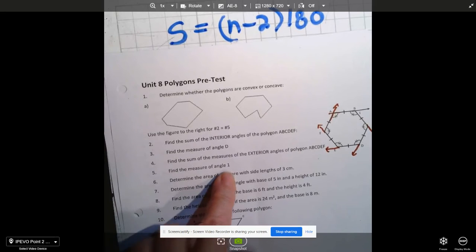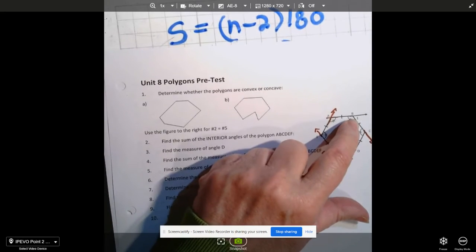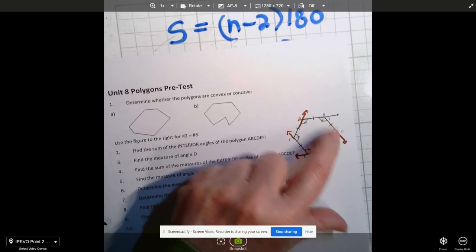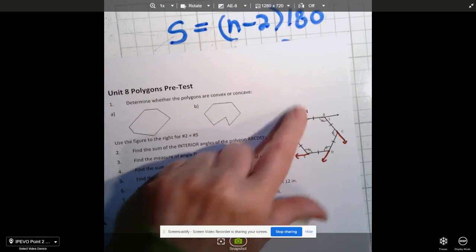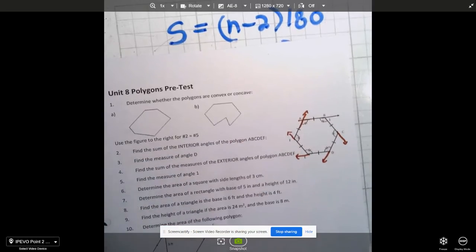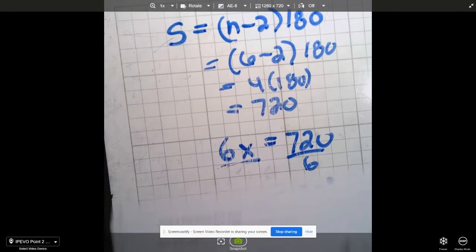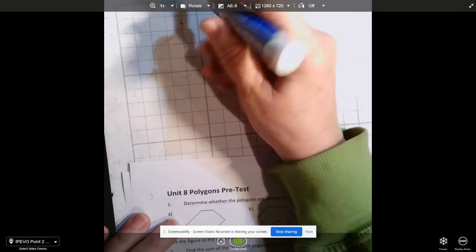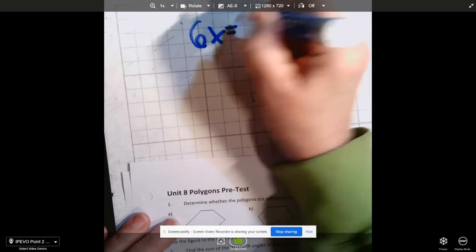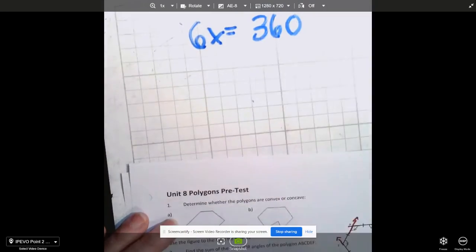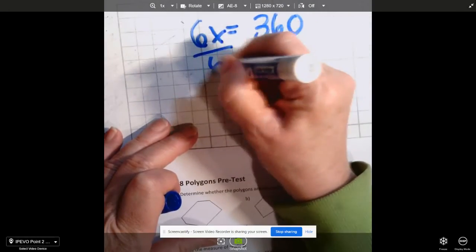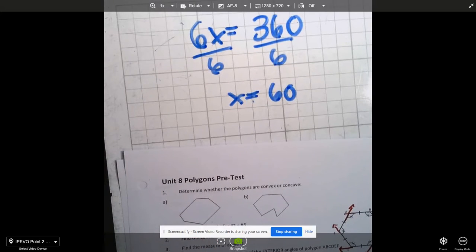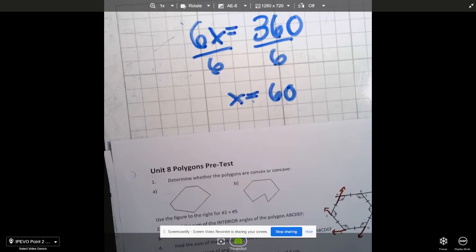But then now it says find the measure of angle 1. So just this one exterior angle. Just like before, if I have 6 angles, I'll have 6 exterior angles. I know they're all going to measure the same thing, and their total is 360 degrees. Again, if I divide by 6, I know that the measure of angle 1 is going to be 60 degrees.